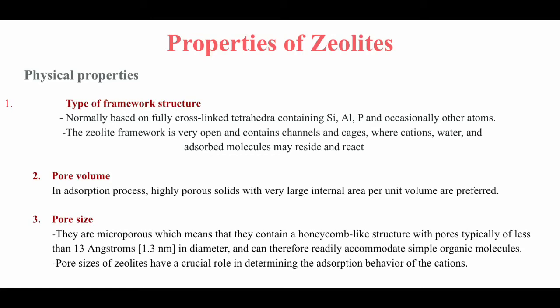So this is very important for high performance as absorbents or catalysts. The third one is the pore volume. Zeolites are microporous, which means that they contain a honeycomb-like structure with pores typically of less than 13 angstroms, 1.3 nanometers in diameter, and can therefore readily accommodate simple organic molecules.